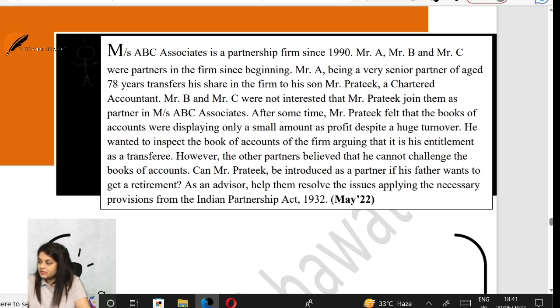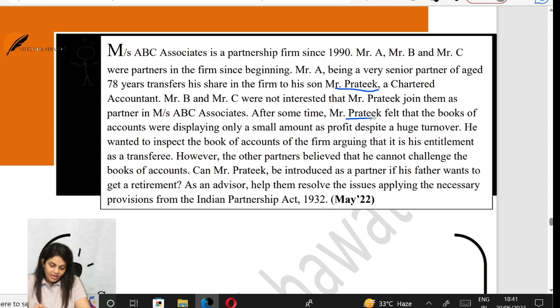Messrs. ABC Associates is a partnership firm since 1990. Mr. A, Mr. B and Mr. C were partners in the firm since the beginning. Mr. A, being a very senior partner, transfers his share to his son, Mr. Pratik, a chartered accountant. Mr. B and C were not interested in Pratik joining them as a partner.